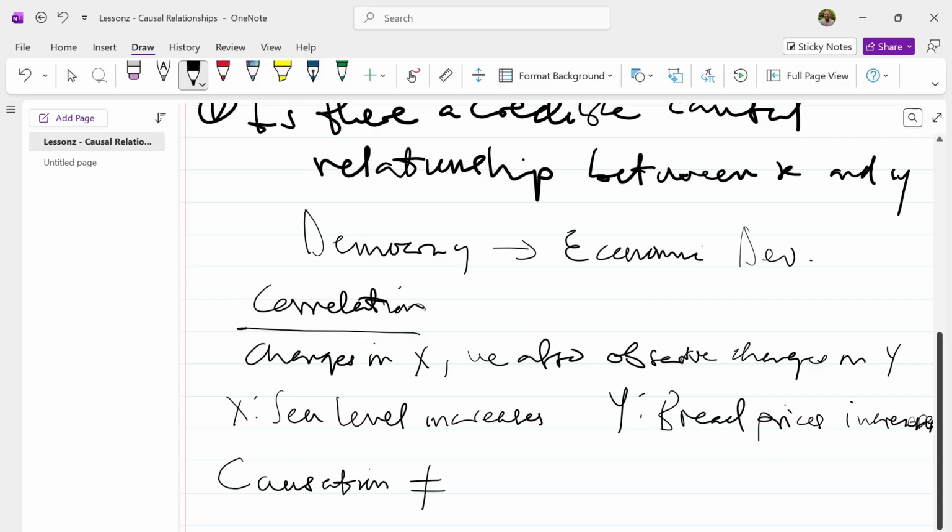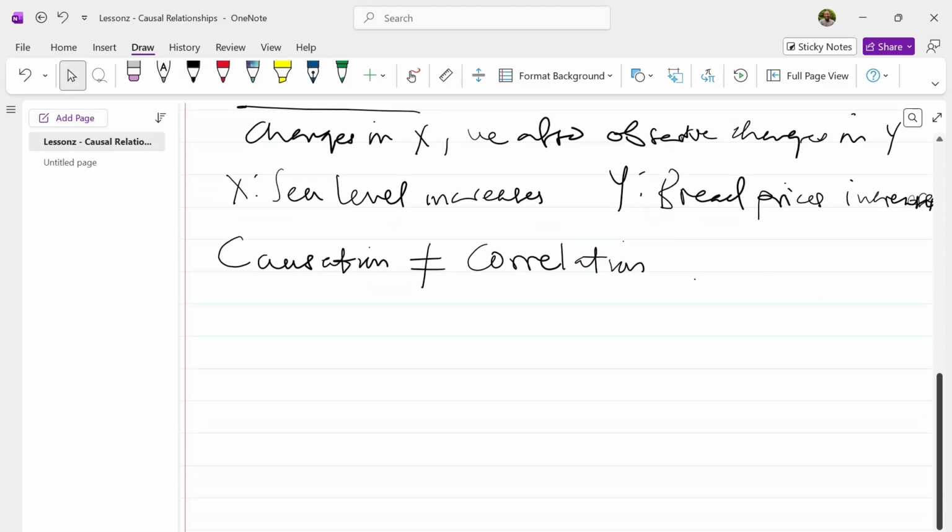So causation is not the same as correlation. Correlation implies that when there are changes in x, we also see changes in y. But the fact that this happens in the world does not mean that both variables have any meaningful relationship. And the truth is that a lot of things co-vary. A lot of things in the world actually do co-vary. So correlation is not causation.